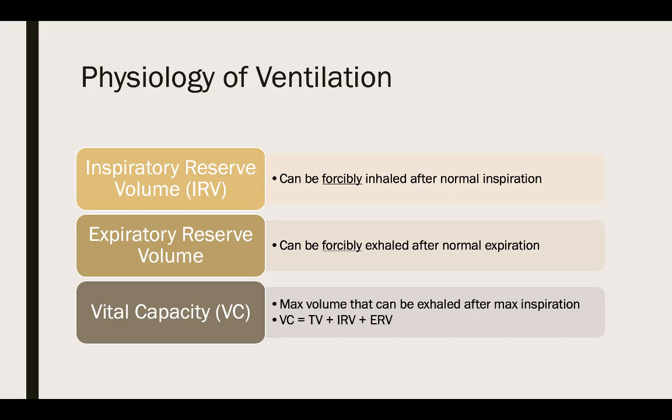And then our vital capacity. So that's the maximum volume that can be exhaled after a maximum inhalation. So we're taking our inspiratory reserve volume, the air that we have forcibly inhaled after a normal inhalation, and we're taking our expiratory reserve volume, all the air that we could forcibly exhale after a normal exhalation, and then we're adding that to our normal tidal volume. So tidal volume is just our normal breath. Inspiratory reserve volume and expiratory reserve volume are the forcible inhalation and exhalation, and all of those added together is our vital capacity.